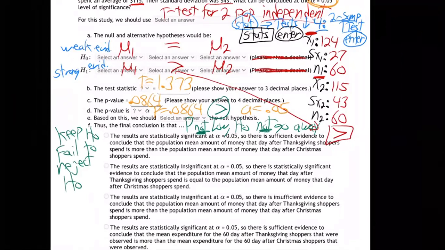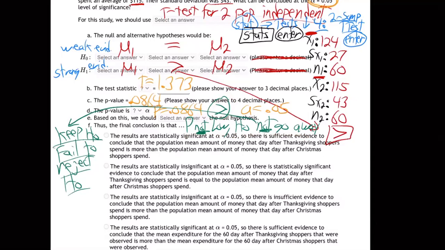Are you tracking with me? So the p is not low. My p was greater. So it's not low. So the H0 does not go away, which means we keep the null or fail to reject the null. We're failing to reject the null. We're keeping the null. All right, let's get to our final conclusion then. So this is the same as the other test. This is just means instead of proportions.